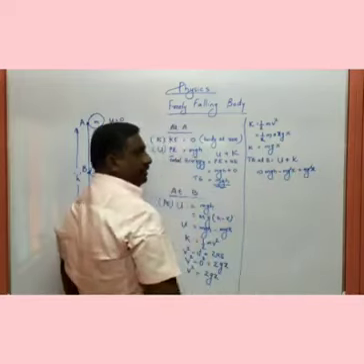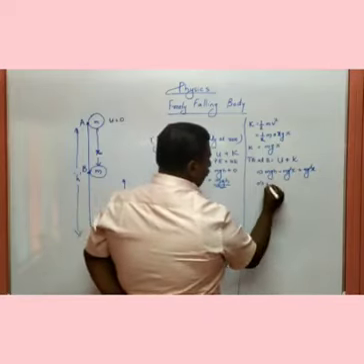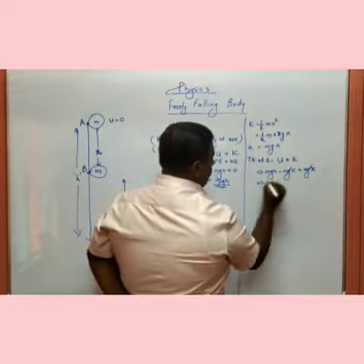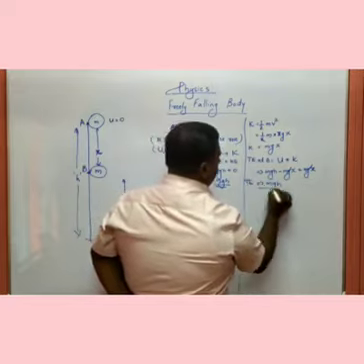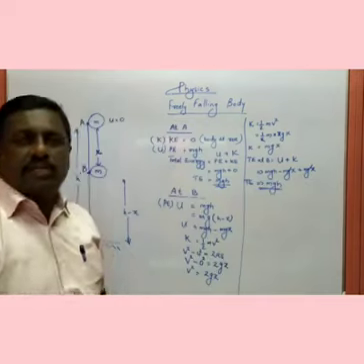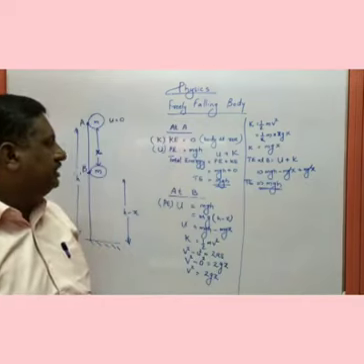Plus mgx and minus mgx cancel. Therefore, the total energy will be mgh. That means at B also the total energy will be mgh.